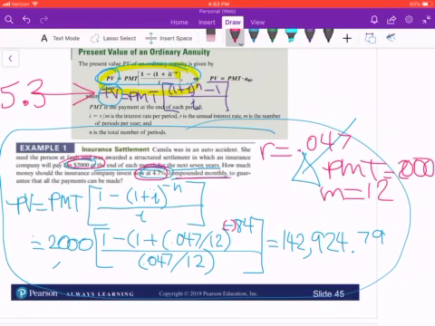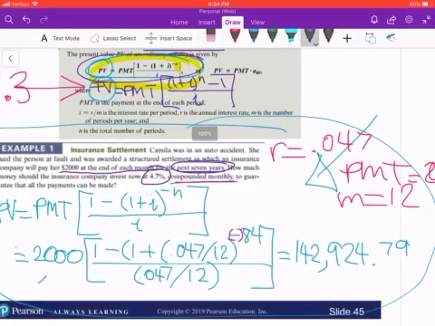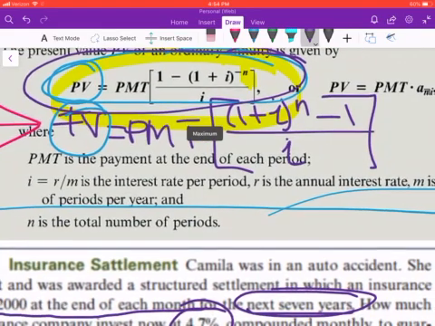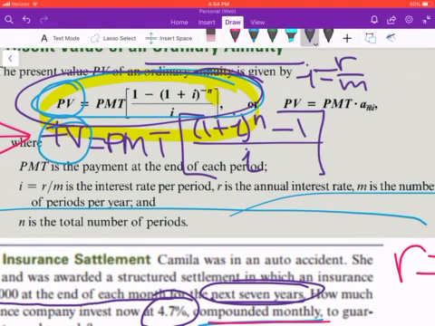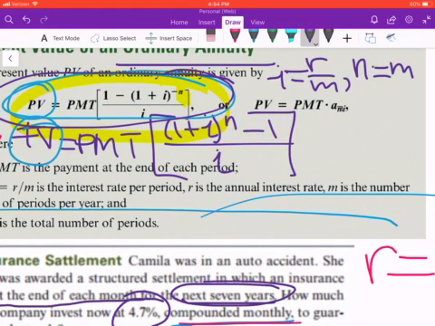What happened here: there was a car accident, and the person sued the other person who was at fault, and she was awarded a settlement in which an insurance company will pay her $2,000 at the end of each month. Now, because it is at the end of each month, we use the ordinary annuity. But remember, we're going to find the present value, so for the next 7 years, how much money should the insurance company invest now at this rate so that they can afford to make all the payments for 7 years, once a month and at the end of each month? So we use the formula that we are given here. Make sure you do have that formula on your exam. And remember that for I, we're going to use R over M, and for the variable N, that is equivalent to M multiplied by T.